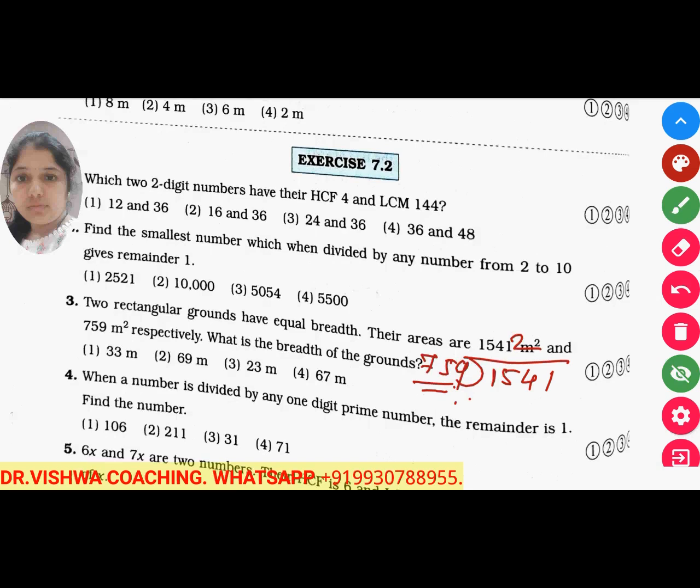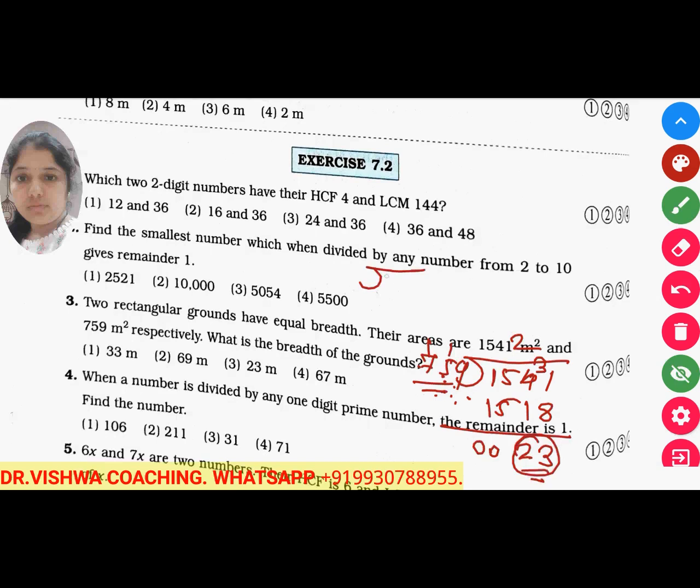2 9s are 18, 1 will be carried forward, 2 5s are 10, 11, 1 will be carried forward, 2 7s are 14, 15. So 1518 is the answer for 759 times 2. Subtract: 11 minus 8, 3. We have to borrow here, so 23 is the remainder.